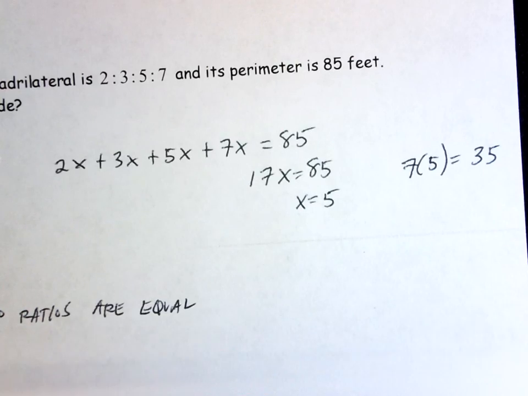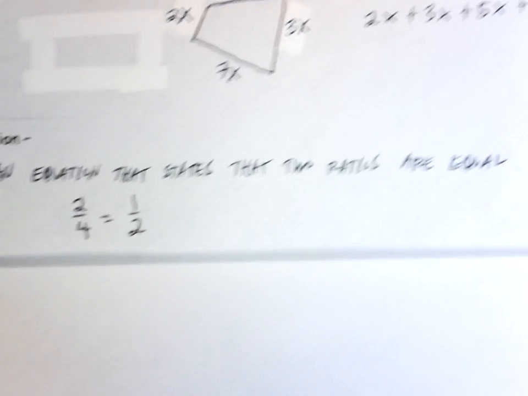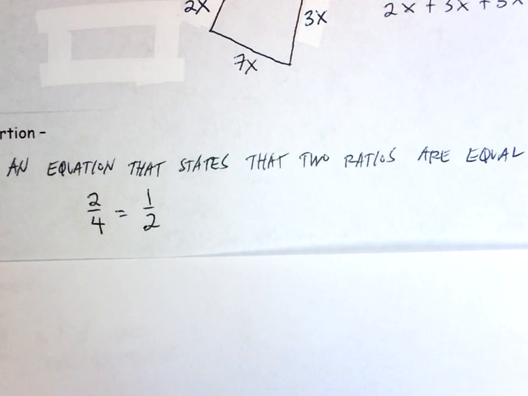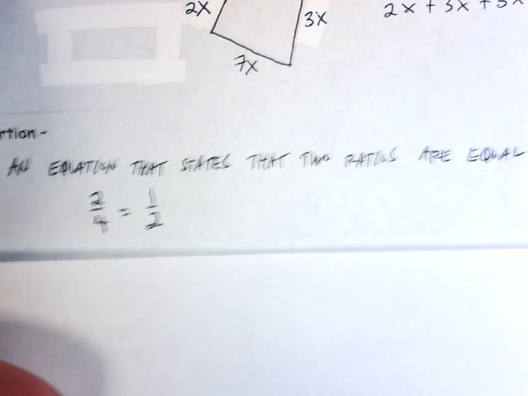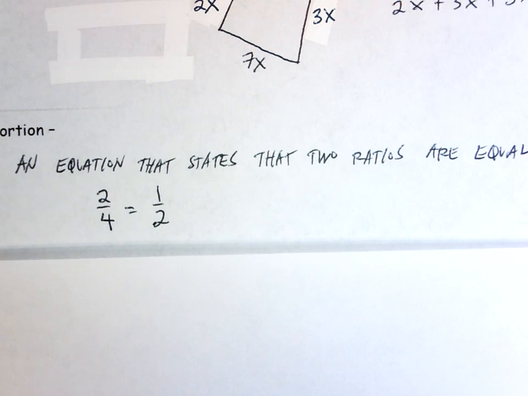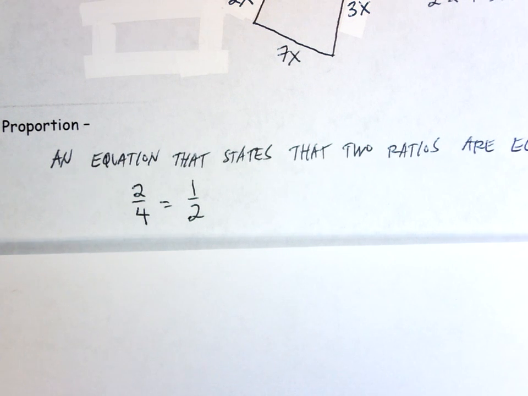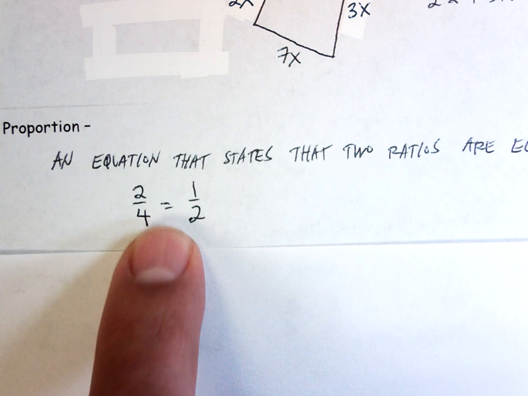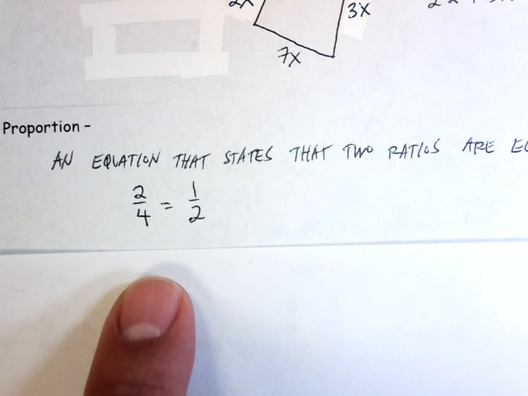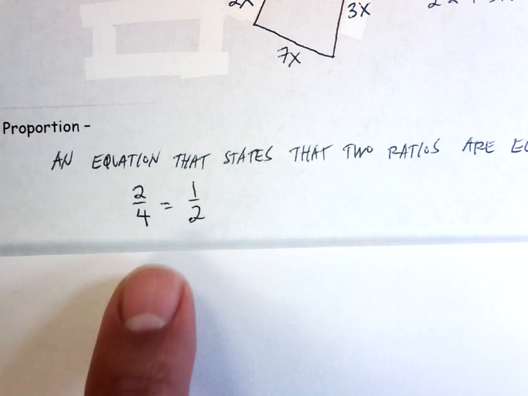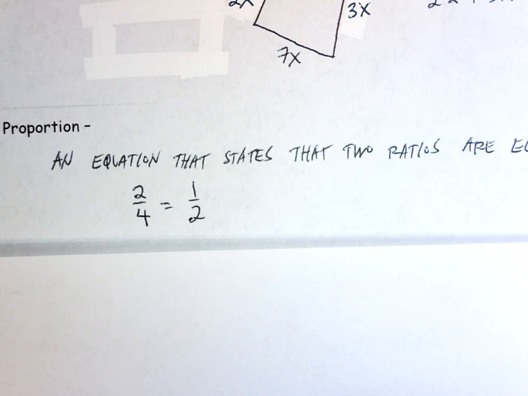Okay? What is a proportion? A proportion is just an equation that states that two ratios are equal. So again, a ratio is a fraction. It's comparing two numbers using division. All a proportion is, is taking two ratios and setting them equal to each other. For example, 2 over 4 equals 1 over 2. This is a proportion. We're setting two ratios equal to each other.